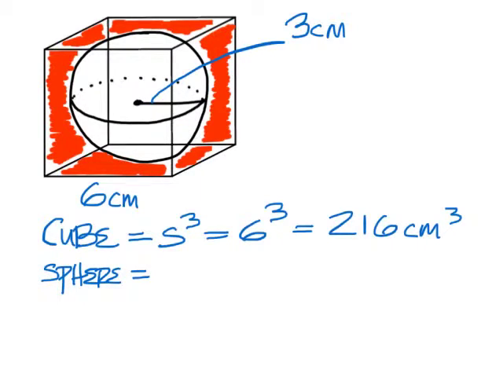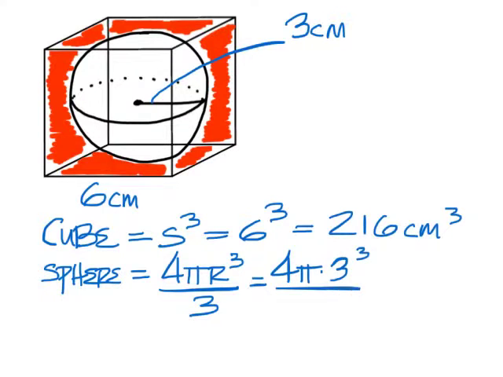And the formula for the volume of a sphere is 4 pi r cubed divided by 3. So that's 4 pi, and r cubed is going to be 3 cubed. So 3 to the third, and then divide everything by 3. You can put all that in your calculator at one time. The answer should come out to be 113.10 centimeters cubed.